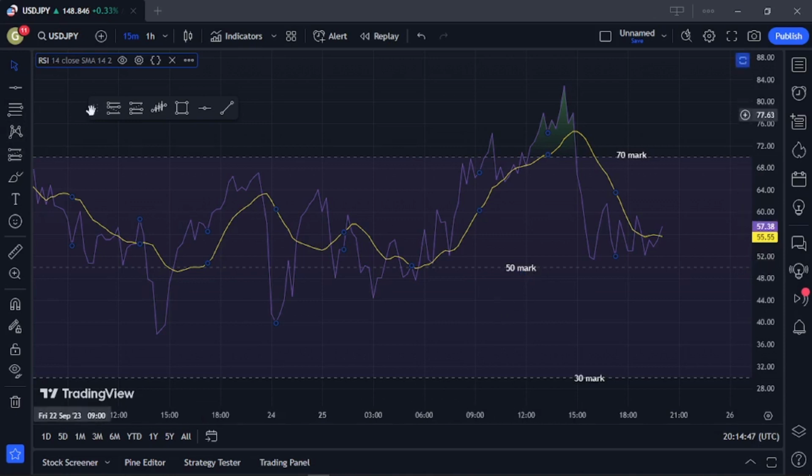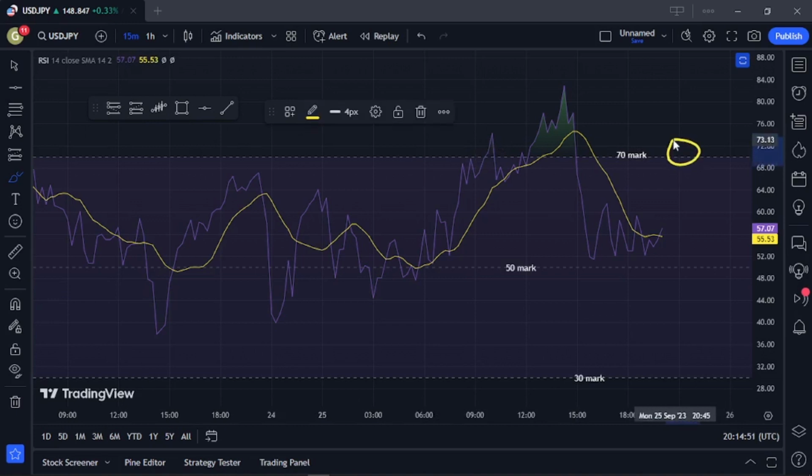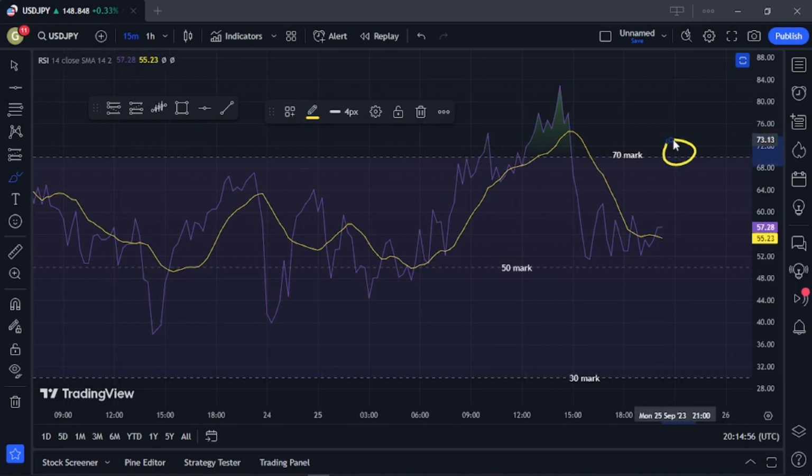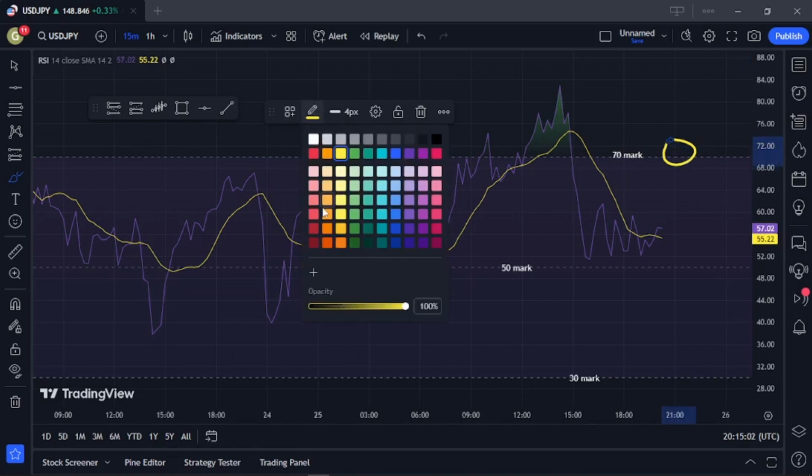Now here is the thing you need to know whenever you are using this indicator. The first point is the 70 mark, which says that once the market reaches here, you should be ready for a sell trade. So here is the truth. It's not always like that, that it gets to the 70 point and then starts coming downwards to the opposite direction.